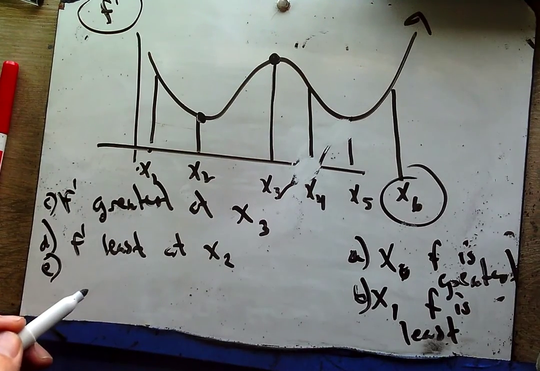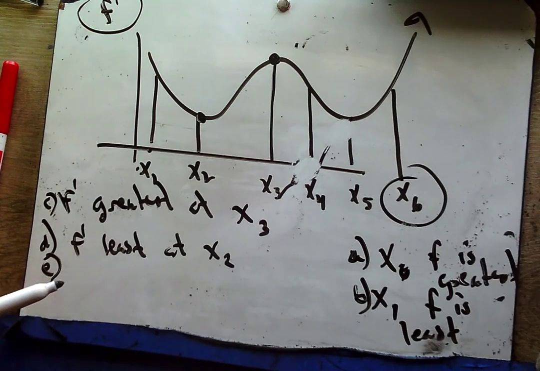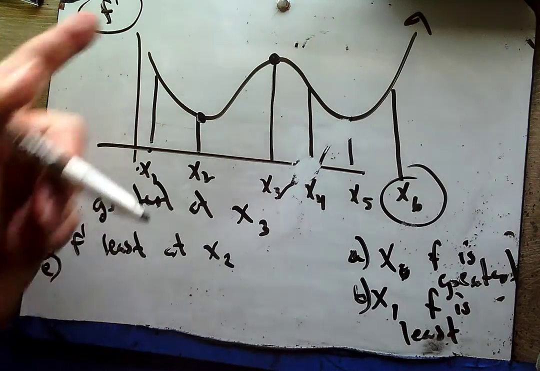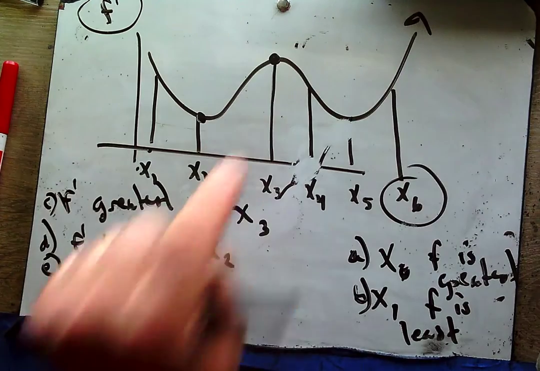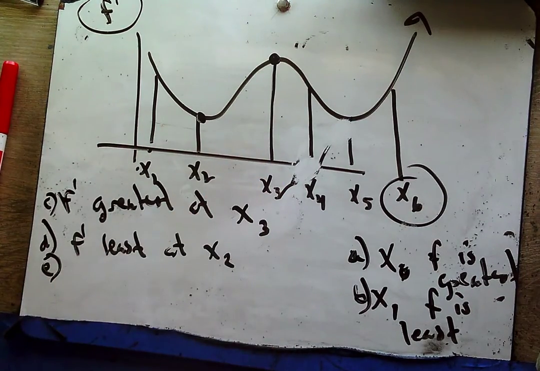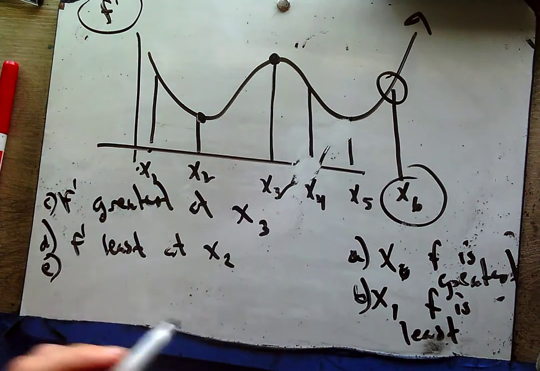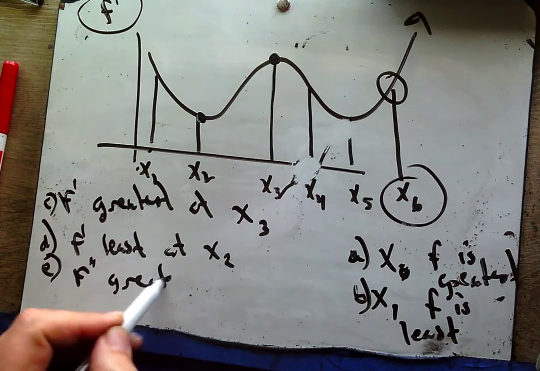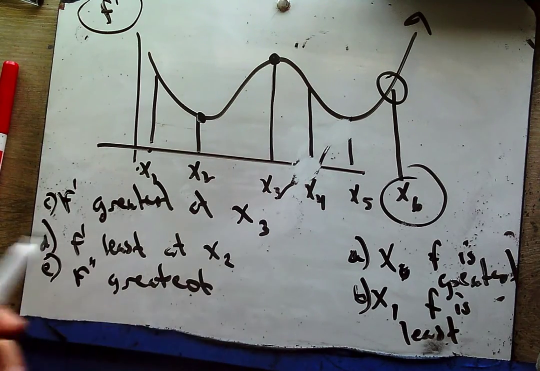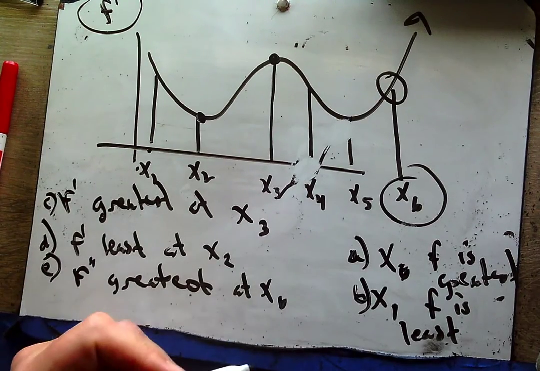E, we want to know where is f double prime greatest. Well, f double prime represents the derivatives, or slopes, of f prime. If I want to think about f double prime being greatest here, I'm looking for the greatest slope here. And it looks to me like the greatest slope here is at x sub 6. F double prime is greatest when the slopes of f prime are greatest, and that happens at x sub 6.